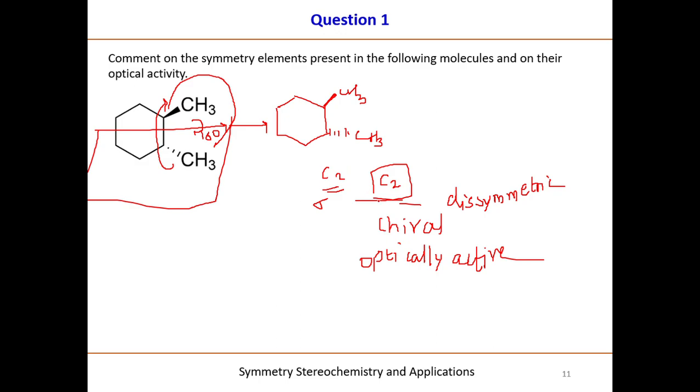Because of this symmetry, only C2 symmetry, we observe that the molecule comes under the class of dissymmetric, and because of the dissymmetric and this C2 comes under a chiral point group, the molecule becomes chiral, and chiral molecules always show optical activity. That's why the molecule is optically active.